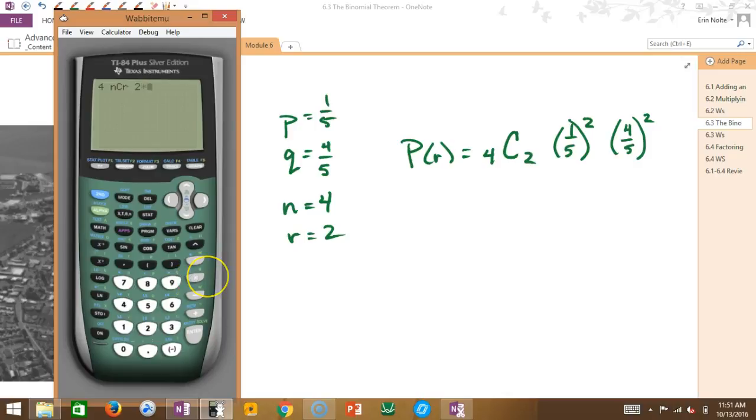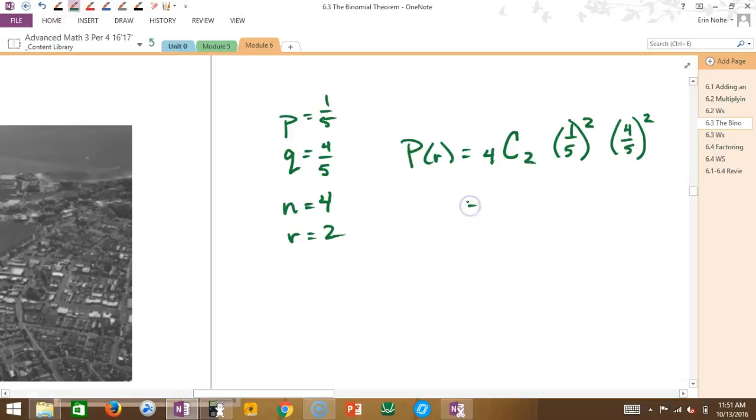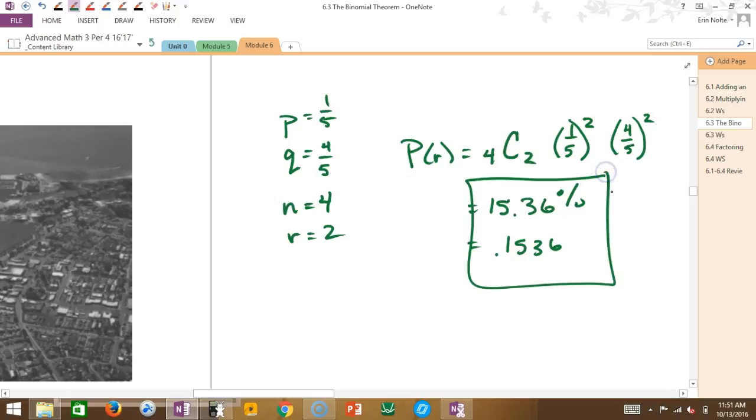Then I'm going to multiply by 1/5 squared. I'm going to put that in parentheses: 1 divided by 5, squared. Times 4/5 squared: 4 divided by 5, squared. And then you hit enter. 15.36% chance. 15 point what? 36. Okay, so you can give me my answer as 0.1536, or I prefer percentages because that makes more sense in my brain. Either way, is everybody okay with that?